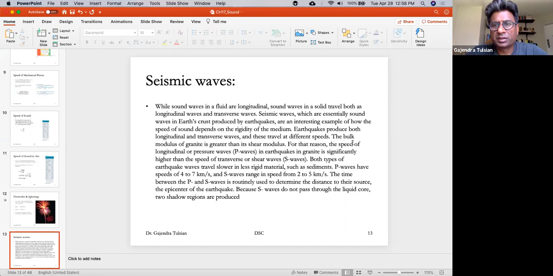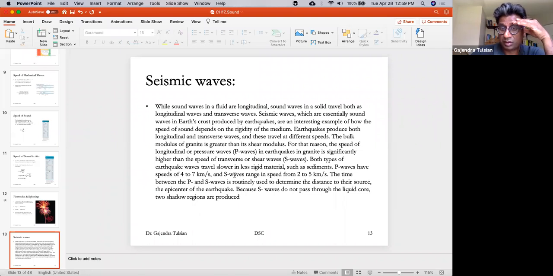For this reason, the speed of longitudinal or pressure waves, also known as primary waves in earthquakes, is significantly higher than the speed of transverse waves or shear waves. Both types of earthquake wave travel slower in less rigid media, such as sediments. So anyway, the primary or pressure waves have a speed range of 4 to 7 kilometers, and S waves have a range in speed of 2 to 5 kilometers.